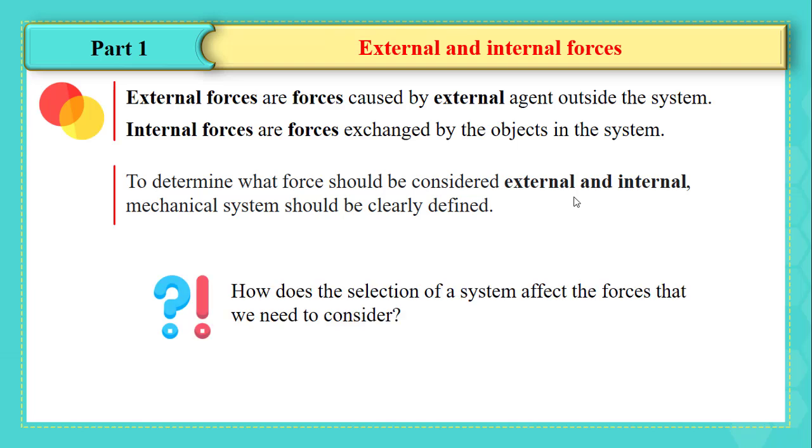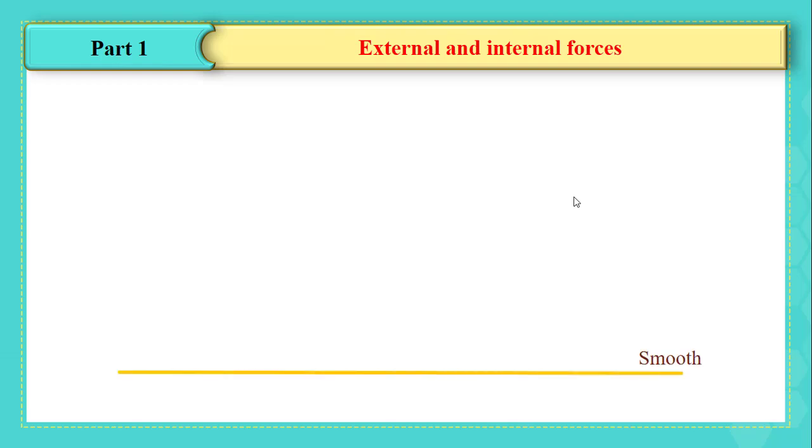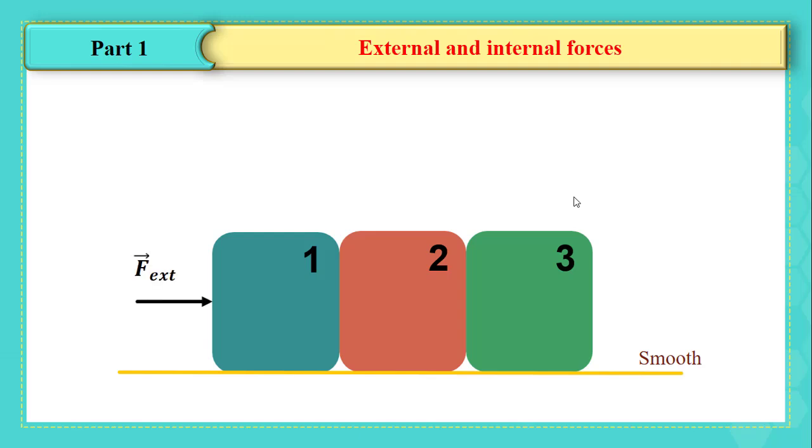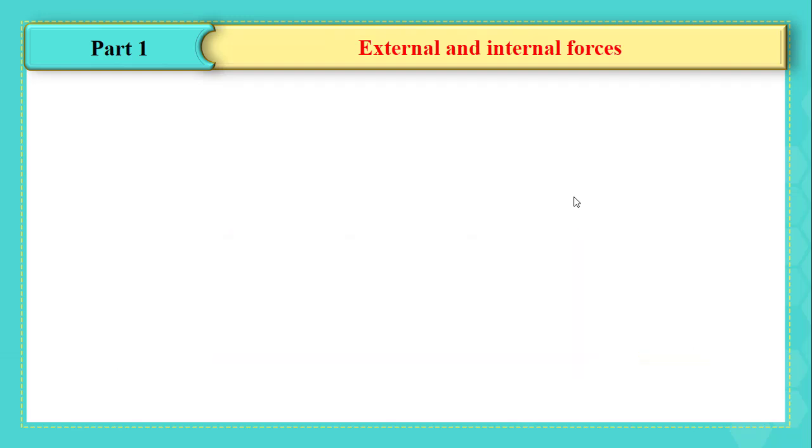But how does the selection of a system affect the force that we need to consider? To understand the concept and the difference between internal and external forces, we give the following example. 3 blocks 1, 2, and 3 are moving together under the action of an external force on a smooth plane. Remember that the smooth surface means that friction is equal to 0. What are the forces acting on each of these blocks?